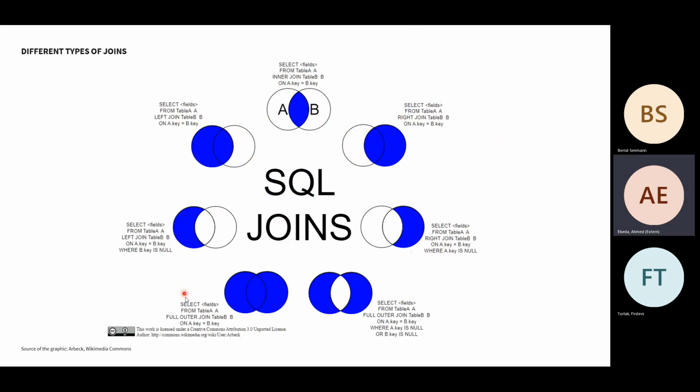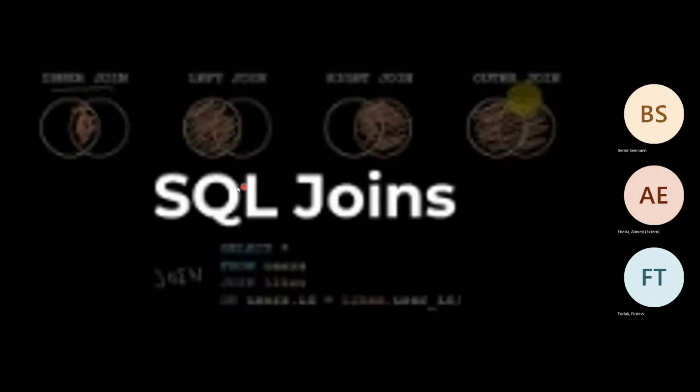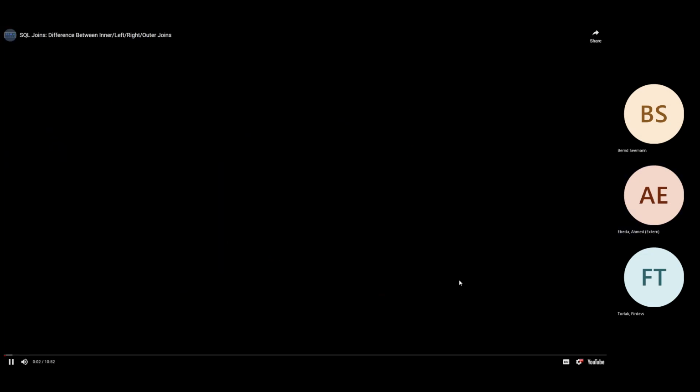Okay, what about the outer join? The outer join, it's easy. It's like a union. It will get all the data from A and B. What about the outer join without null values, where A.K is null or B.K is null? In that case, it will bring everything without the intersection. I hope you can see.